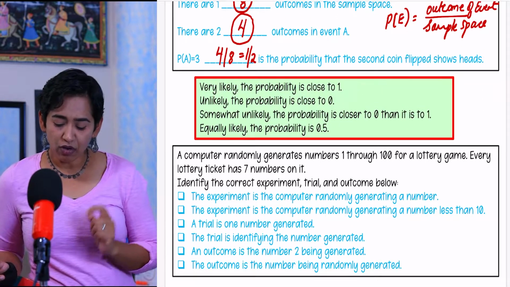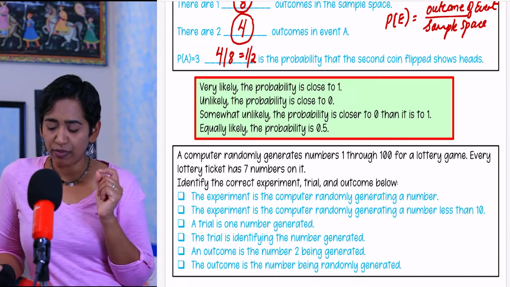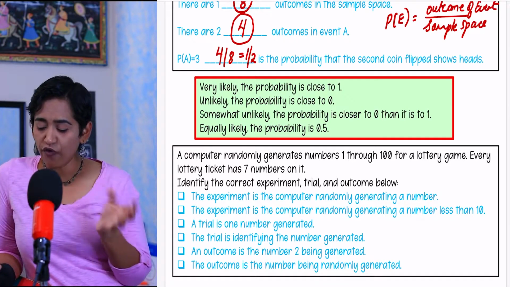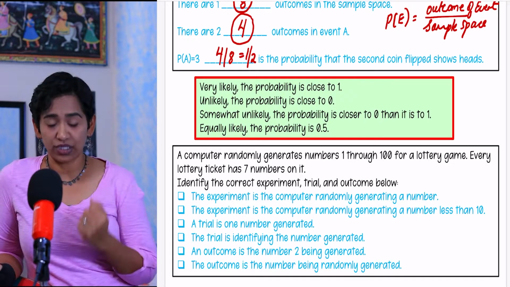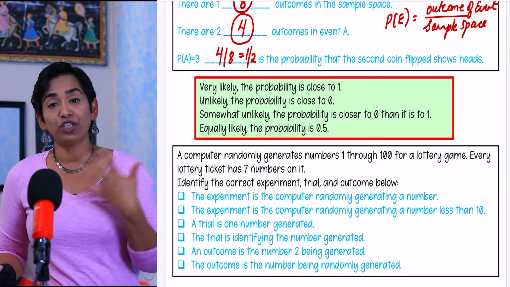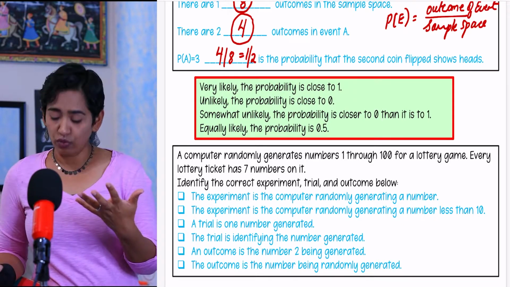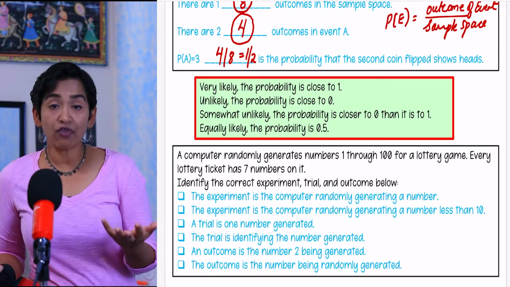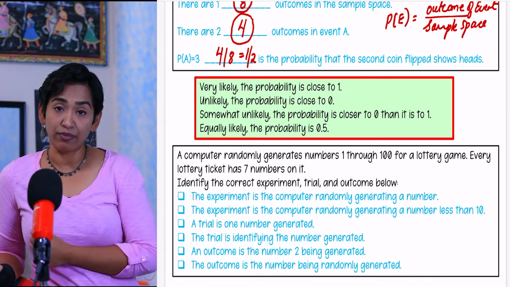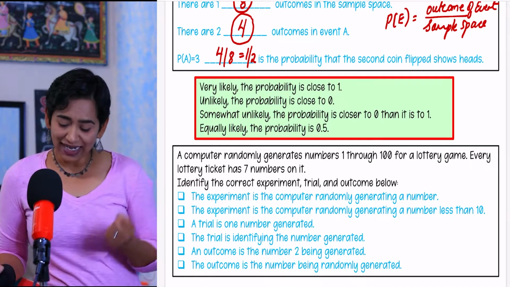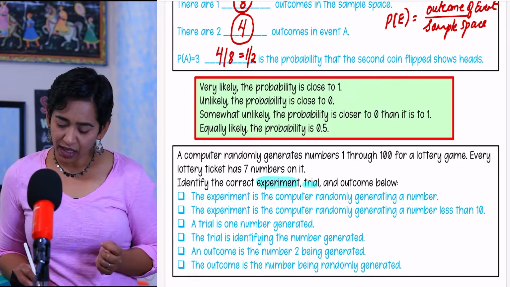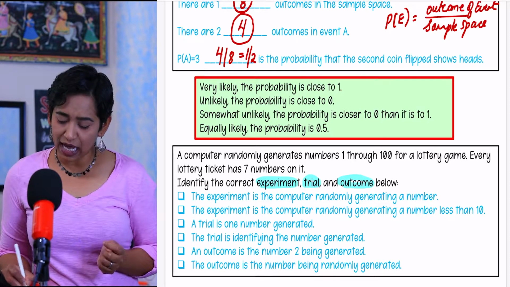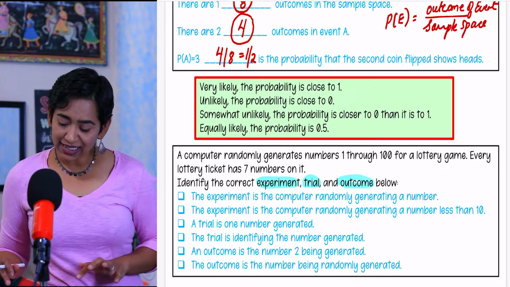A computer randomly generates numbers 1 through 100 for a lottery game. Every lottery ticket has 7 numbers on it. So the computer randomly generates numbers 1 through 100, and every lottery ticket has 7 numbers on it. Now they're asking us to identify what is meant by an experiment, a trial, and an outcome. Okay, so let's go ahead and take a look.